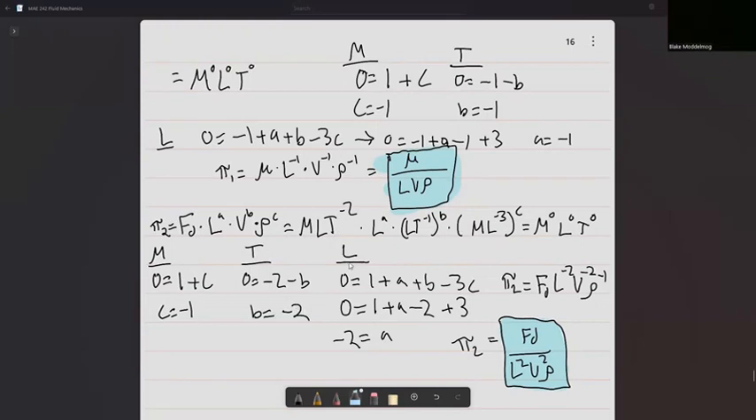Then we bring it back to length, because we have all the variables in it. So thankfully we have them right here. 0 is equal to 1 plus a plus b minus 3c. And plugging in the variables we already have, we get a to be -2. So plugging it back in here and then simplifying it in one fraction, we get the second pi term is equal to drag force divided by length squared times velocity squared times density. And that solves part A with our 2 pi terms.